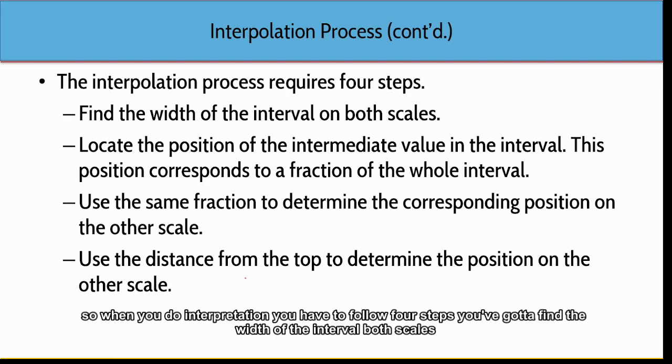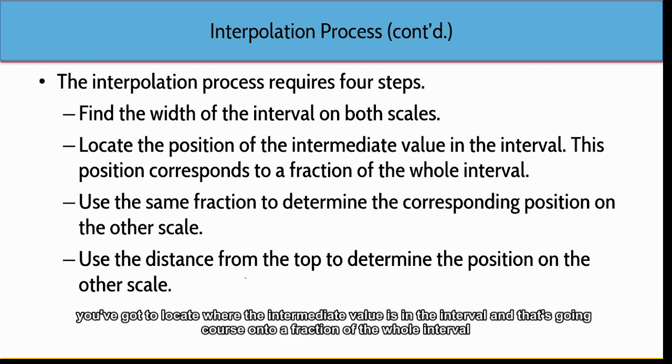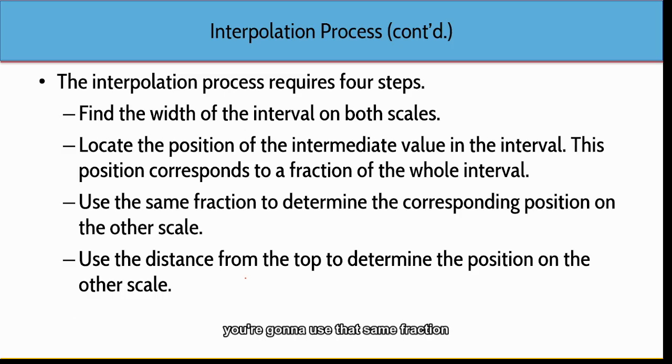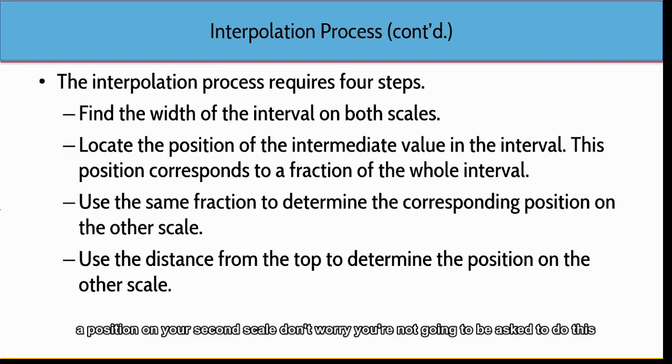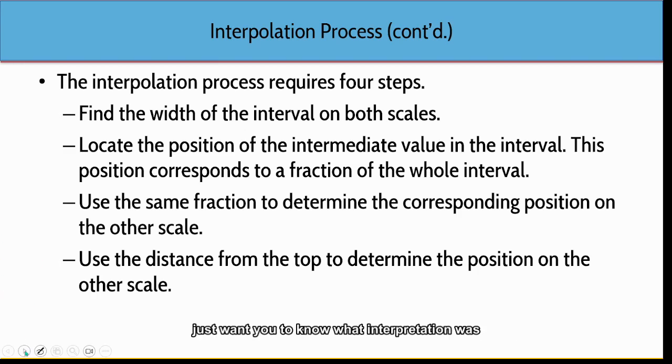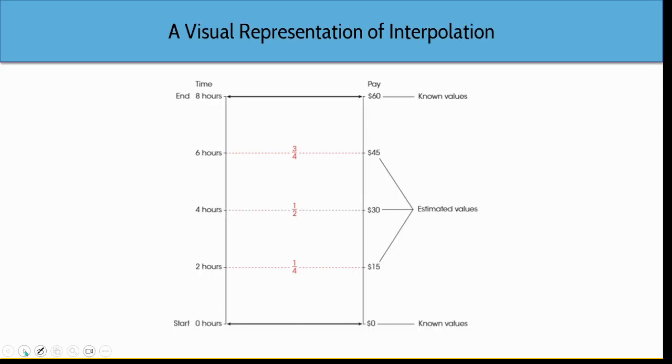So when you do interpolation, you have to follow 4 steps. You've got to find the width of the interval in both scales. You've got to locate where the intermediate value is in the interval, and that's going to correspond to a fraction of the whole interval. You're going to use that same fraction on the other scale to find a corresponding position, and then you're going to use distance from the top to determine a position on your second scale. Don't worry, you're not going to be asked to do this. Just wanted you to know what interpolation was.